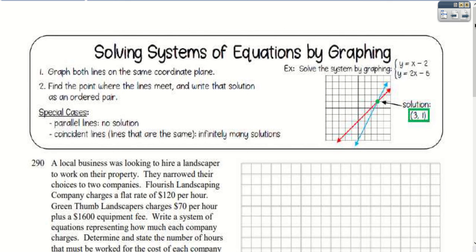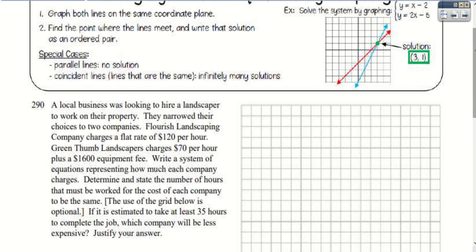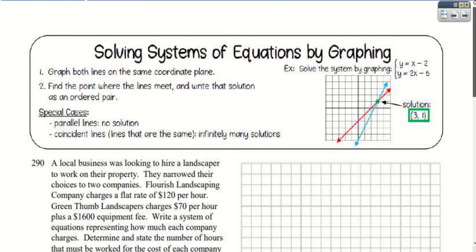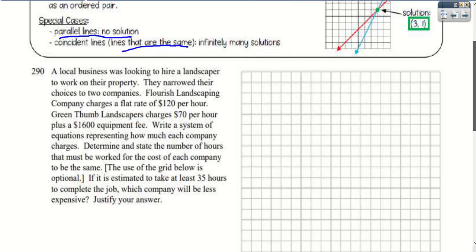Last page is by graphing. So remember, we're going to graph our systems of equations. We just want to know where they cross. So we're going to solve both equations. Remember, we want the slope, we want the y-intercept. Begin with the y-intercept, move with the slope. Special cases: where there's no solution, the lines are parallel, they're not going to cross. And if the lines are the exact same line, coincident, which means they land on top of each other, there's infinitely many solutions. So if the line goes right on top of the other one, it becomes the same line.